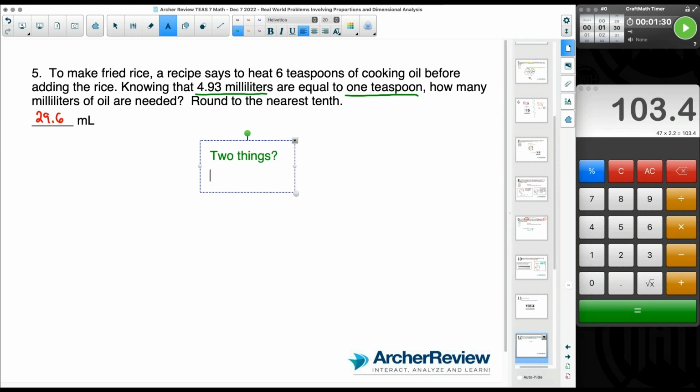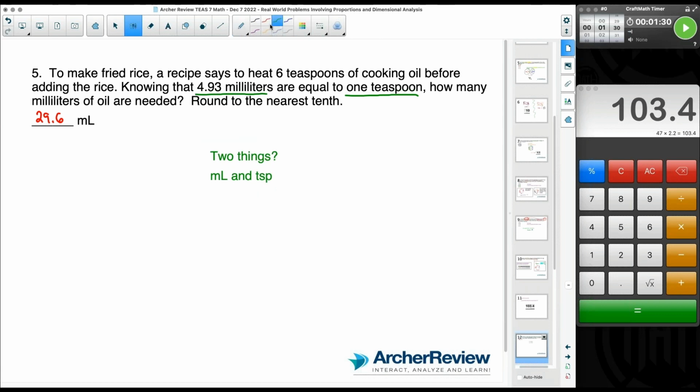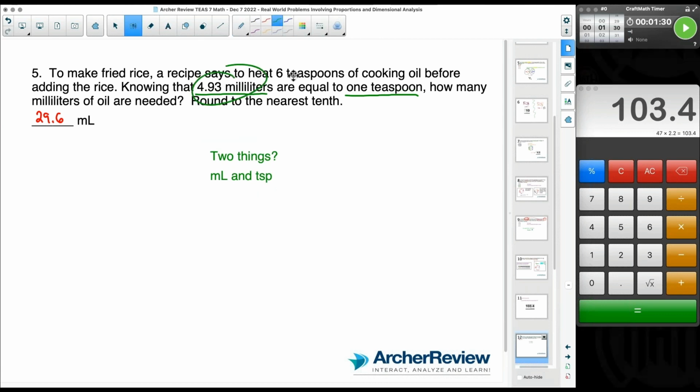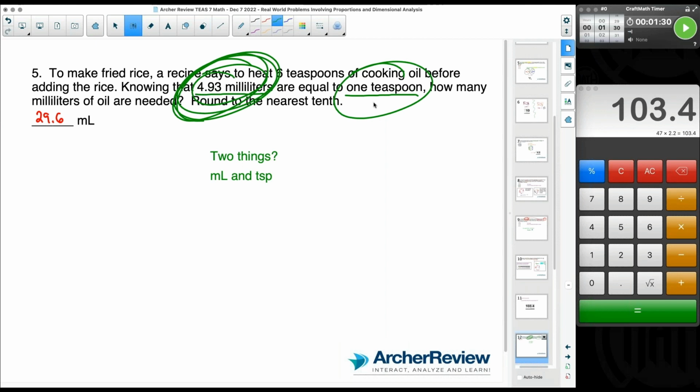So two things, we have milliliters and we have teaspoons. There's my two things. There's my comparison. 4.93 milliliters is 1 teaspoon. Now, when you're in nursing school, more than likely as a nurse, you're going to be using 5 milliliters equal to 1 teaspoon. That is the most common conversion, but technically it's not 5 milliliters. That is an approximation. A more precise measurement is 4.93 milliliters.